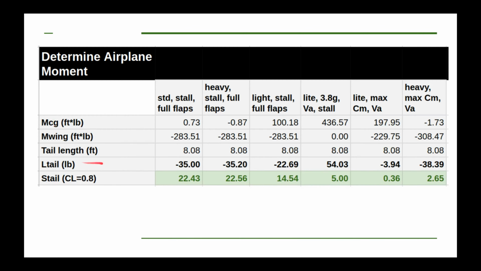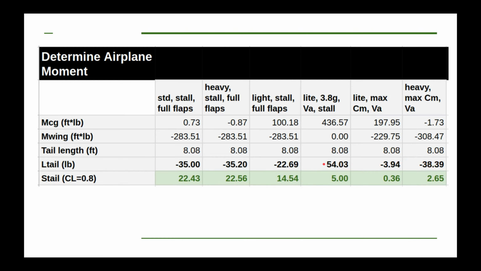We should have the largest load on the tail at whatever our maximum summation of these two moments is. And that's what this line here is. We added this one and added this one, divided by the tail length, and that gives us the load on the tail, and that's in pounds. So if we run along here, we see that our largest load is 38 pounds down. So the tail's pushing down with 38 pounds.